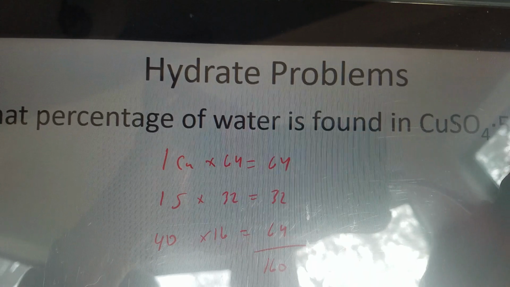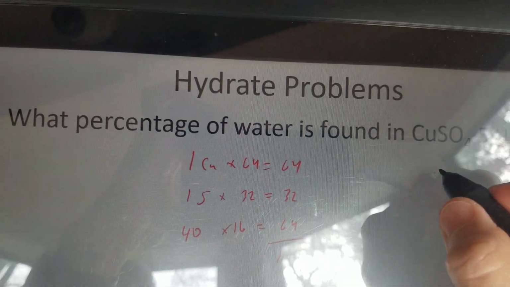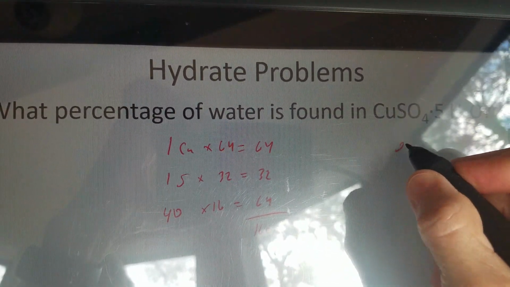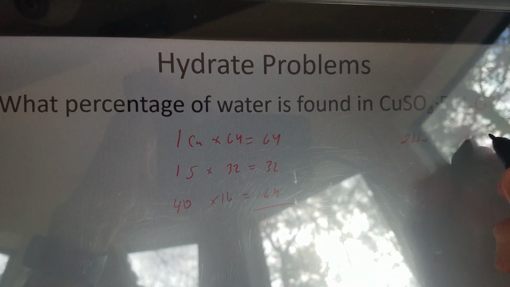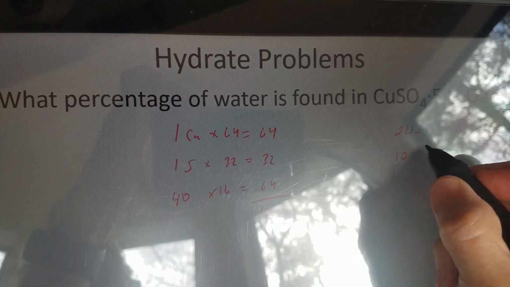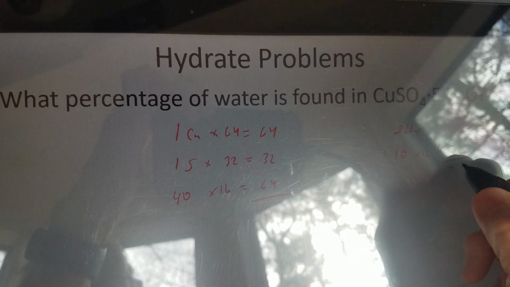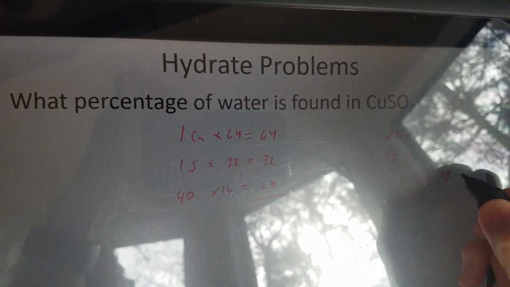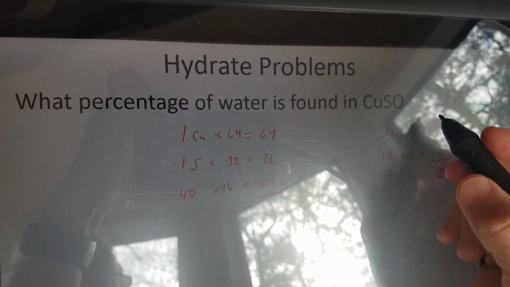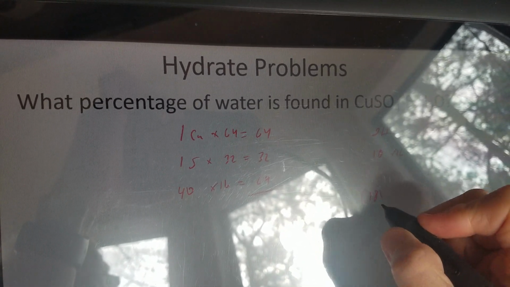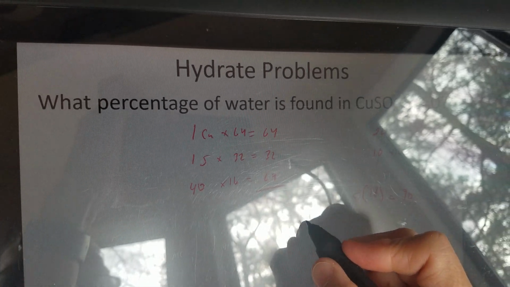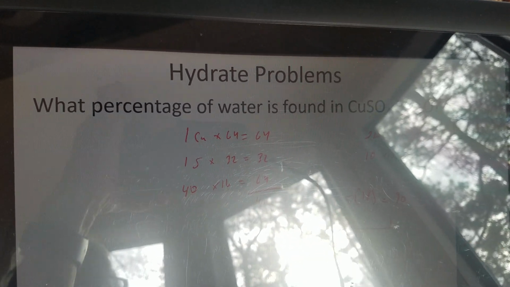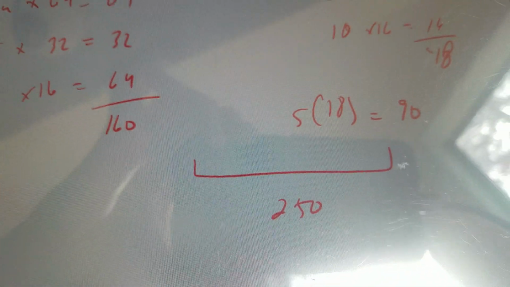Then if I go over here to the water, there are two different ways you can do this. The easiest way is we know that you have 2 hydrogens with 1 for its atomic mass, so that would be 2, and 1 oxygen with its mass of 16, for 18. And then whatever your coefficient is in front, you'd simply multiply that by the 18. In this case, that would be 90. So our total mass for this particular compound is 250 grams per mole.